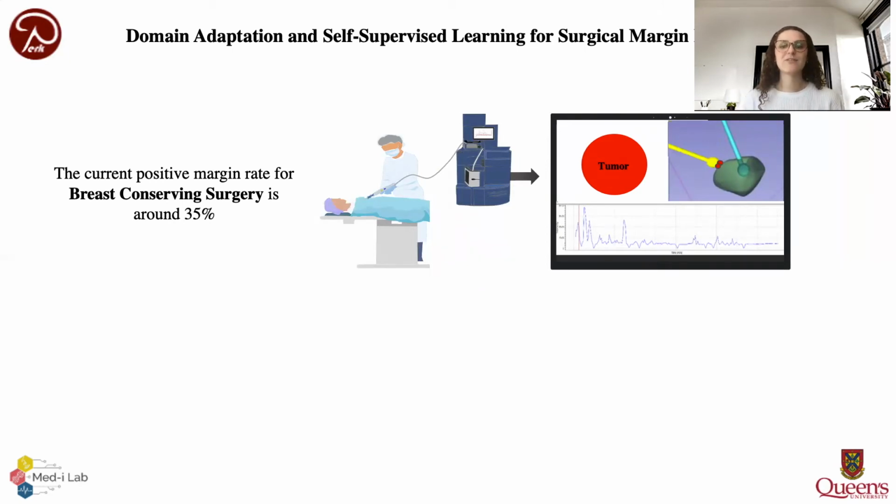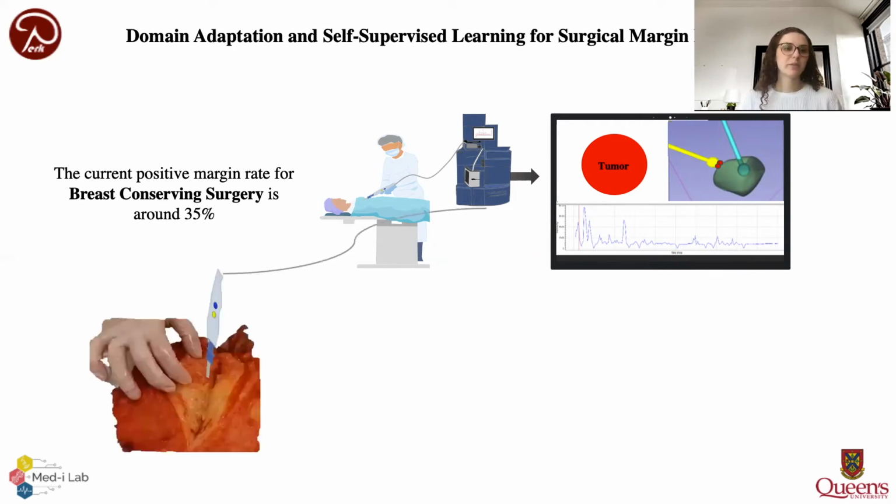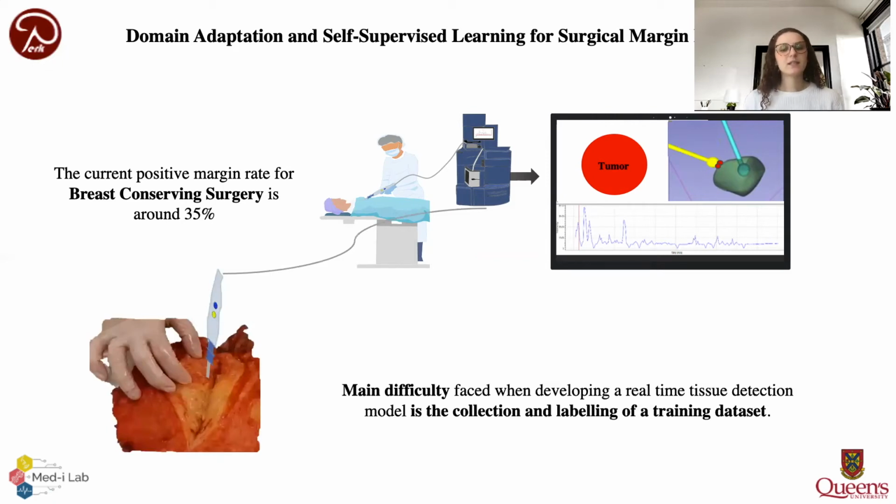To achieve real-time feedback of tissue typing, we first need to develop a recognition model. One of the main difficulties faced when developing a real-time tissue detection model with the iKnife is the collection and labeling of a training data set. Here on the left, we can see the cautery collecting a data point from a mastectomy patient. The destructive nature of the cautery tip and the sensitivities associated with affecting routine pathology assessment make acquisition of breast cancer burns intensive and time-consuming.